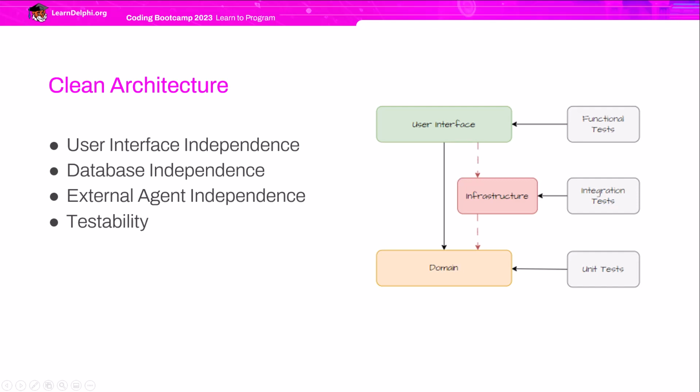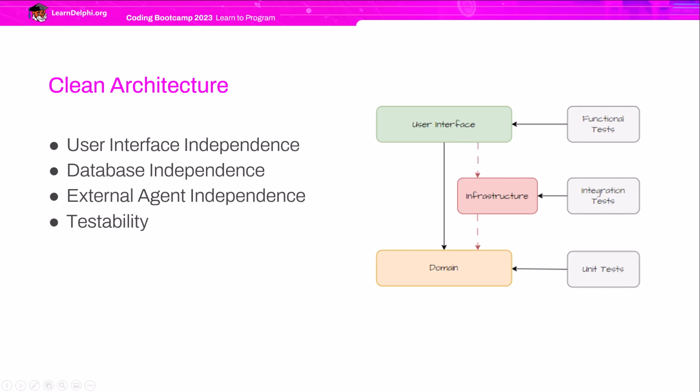Some of the advantages of using clean architecture are: user interface independence. The user interface can change easily without affecting the rest of the system. Database independence. You can switch the database for another one without affecting business rules. External agent independence. Business rules are not tied to any specific framework or library. Testability. Business rules can be tested without the user interface, database, server, or any other external element.